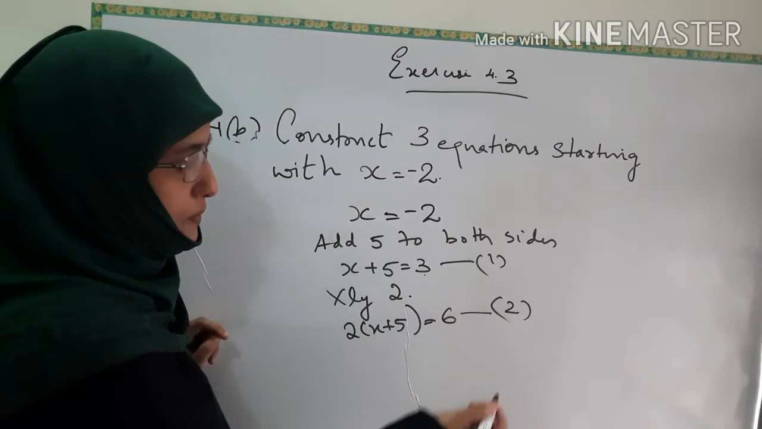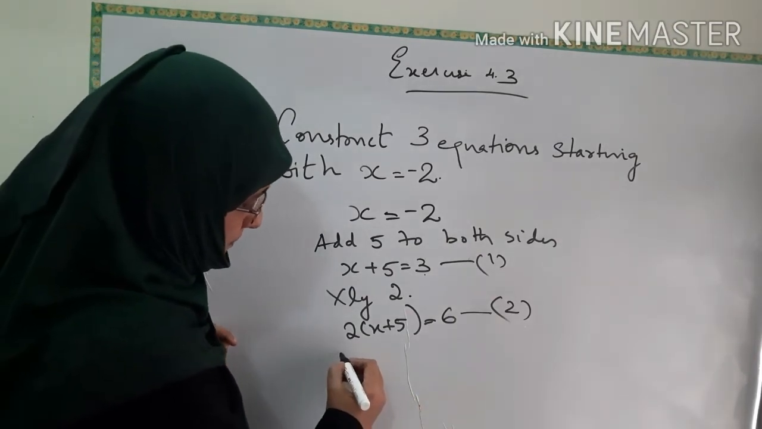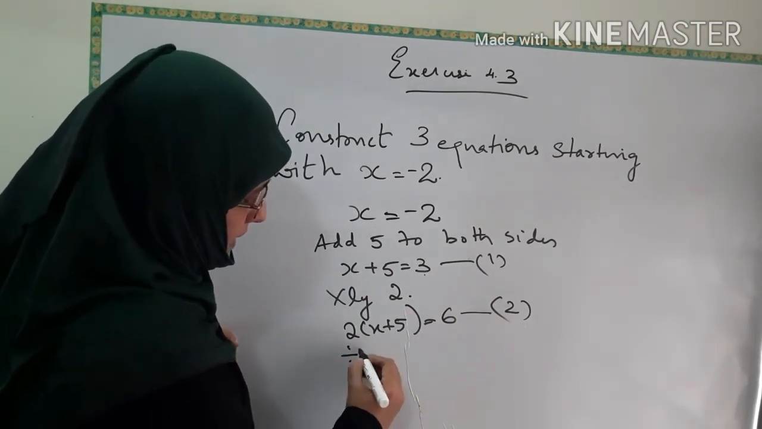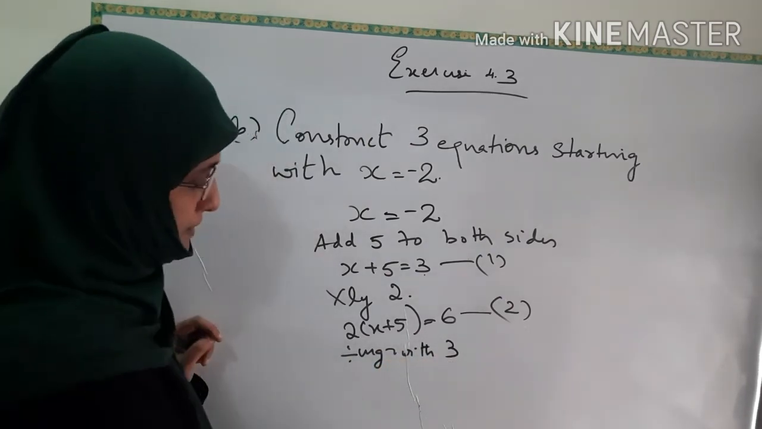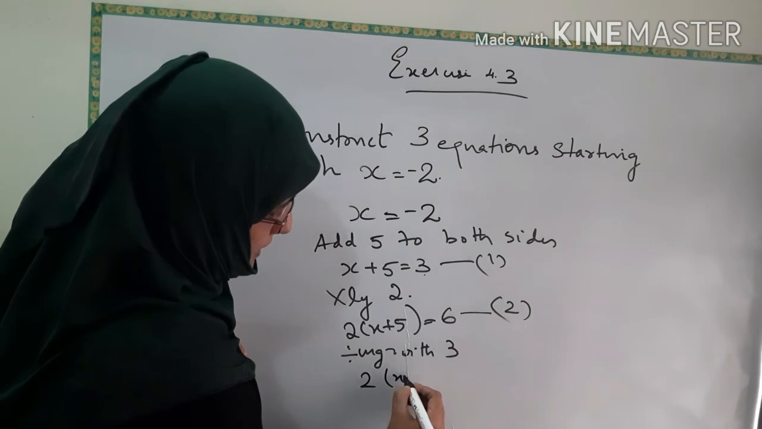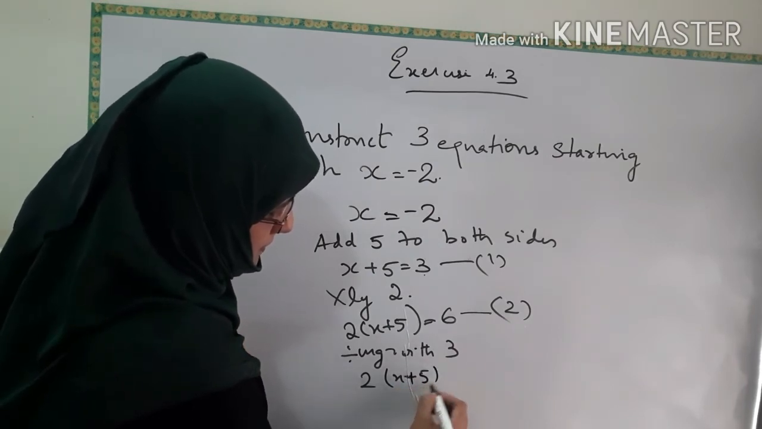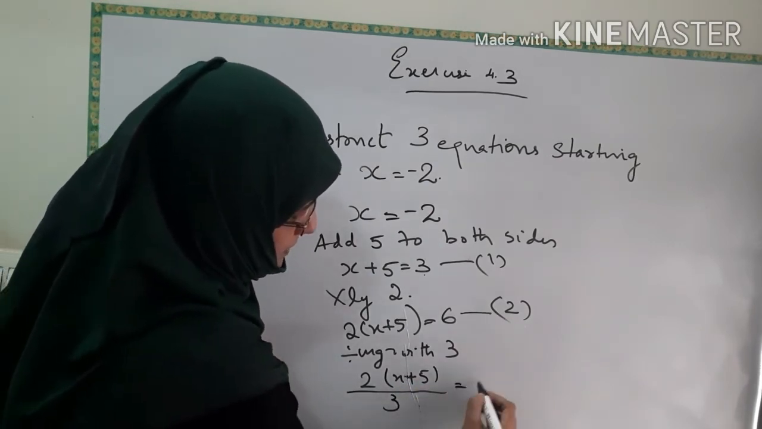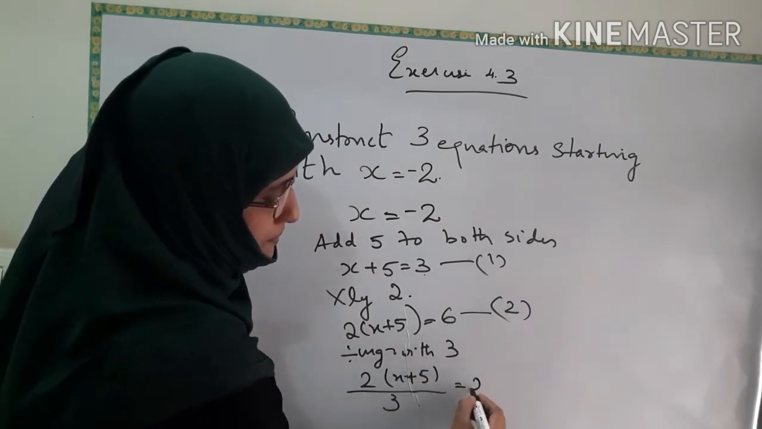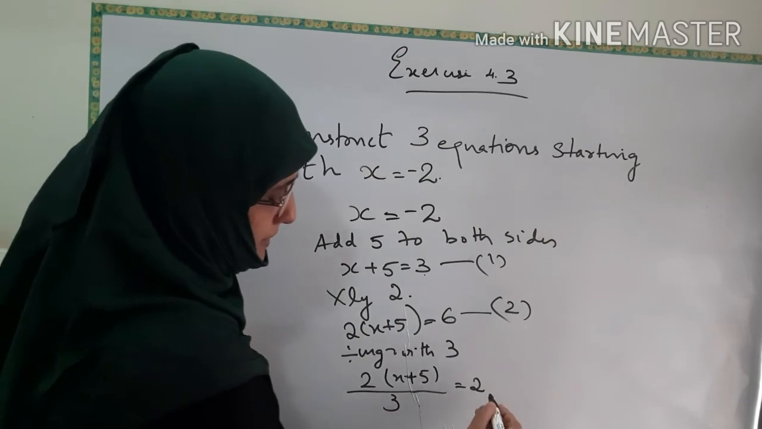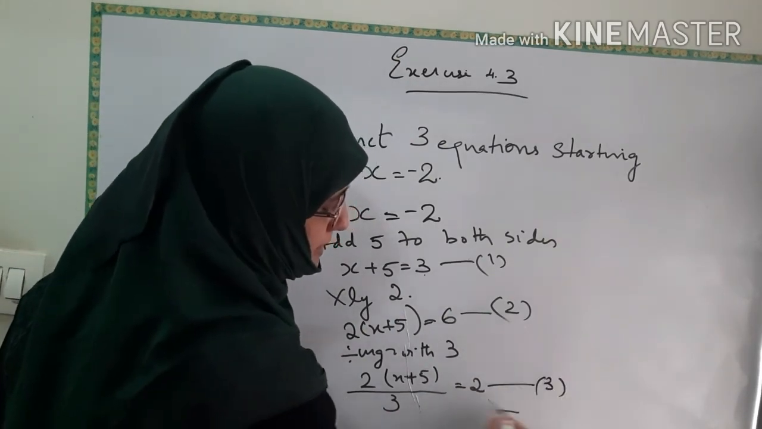Then one more we want now. So we will do division. Dividing with 3. See, 2 into x plus 5 by 3 equal to 6 by 3. 6 by 3 is 2. So 2 into x plus 5 by 3 equal to 2. That is the third equation.